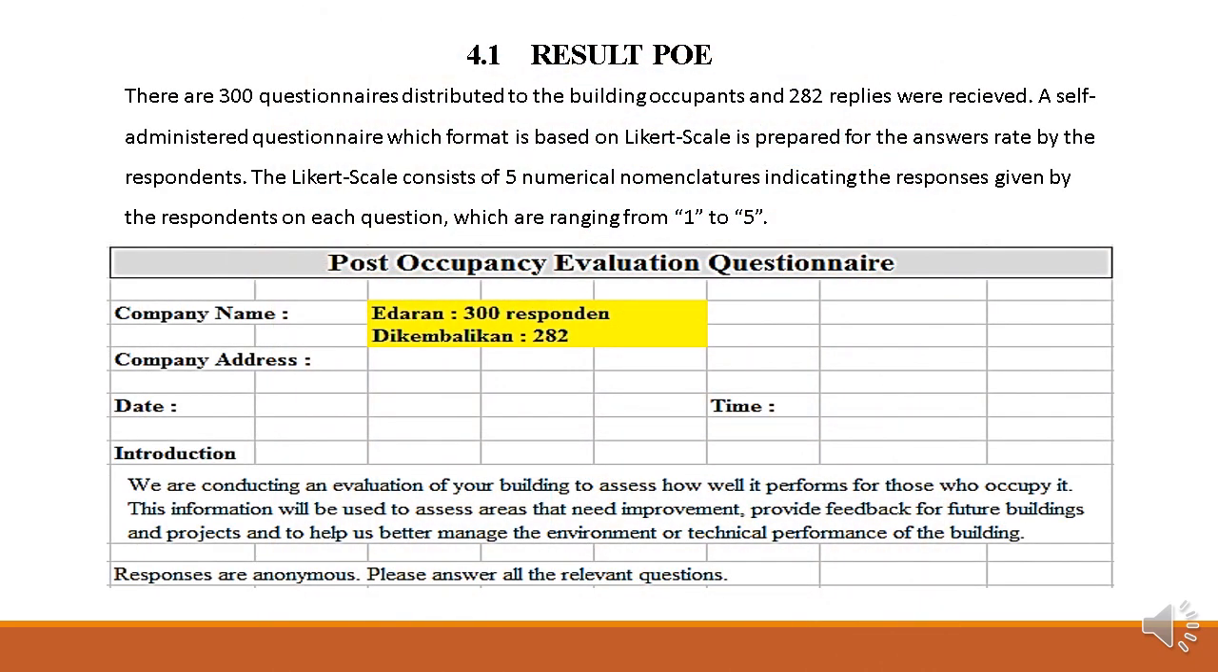Result of the POE. There were 300 questionnaires distributed to the building occupants and 282 replies were received. A self-administered questionnaire, whose format is based on the Likert scale, was prepared for the respondents to answer. The Likert scale consists of 5 numerical nomenclatures indicating the responses given by the respondent on each question, ranging from 1 to 5.